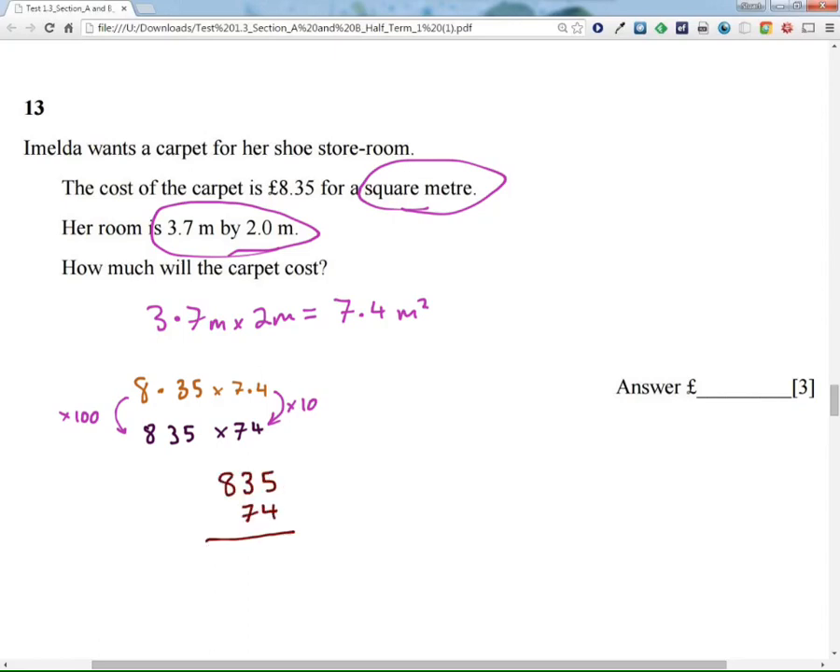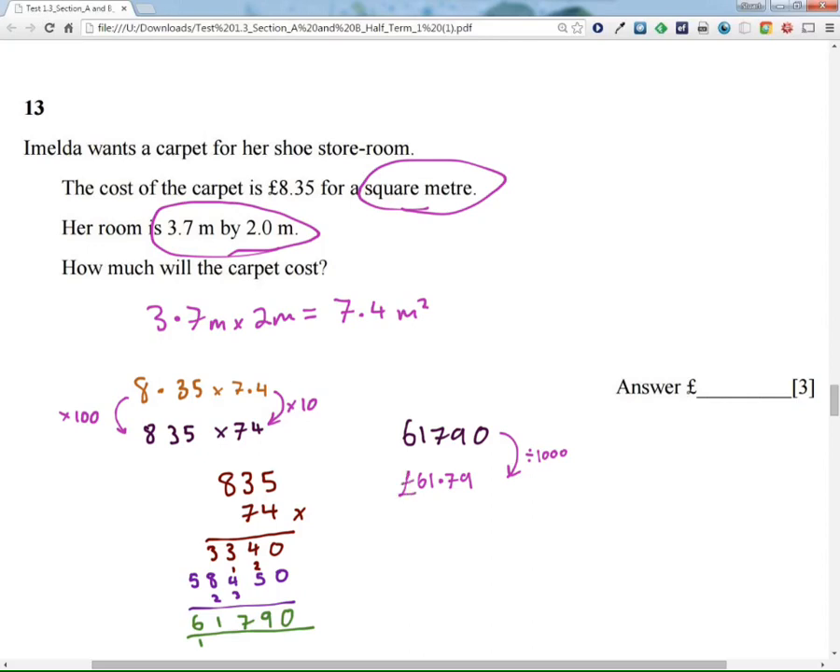Using column multiplication in the usual way, you should get the answer 61790. Do check you get this answer. If you've made a mistake somewhere, check your column multiplication matches with mine. So the answer to 835 times 74 is 61790. Since we really want to do 8.35 times 7.4, we had to divide this number by 1,000 to give £61.79. Okay, this should be the final answer.